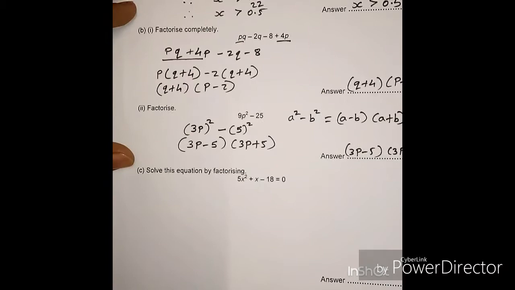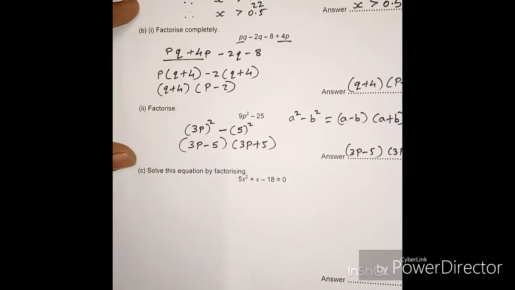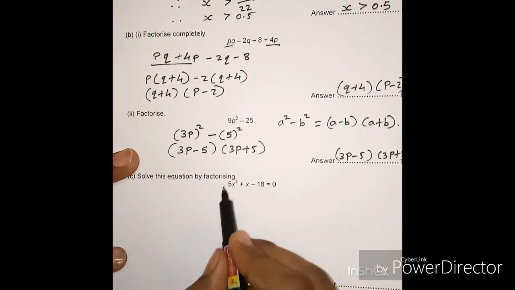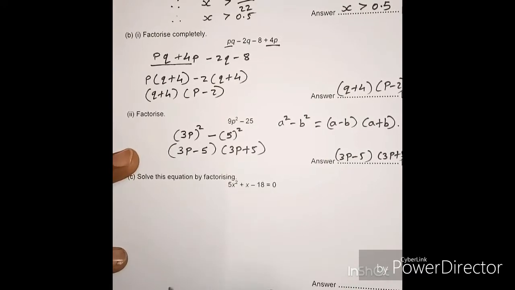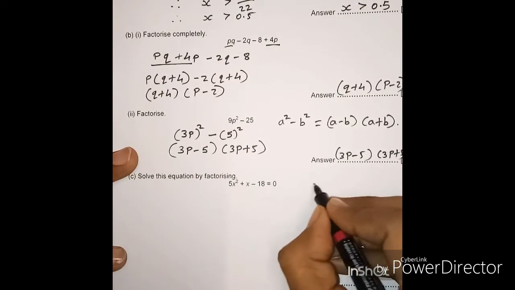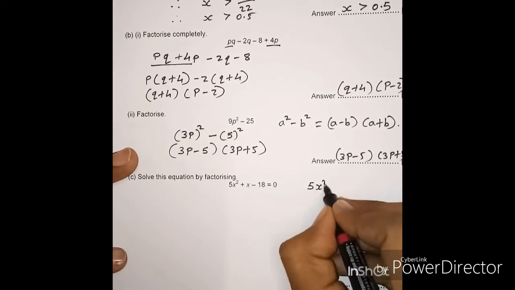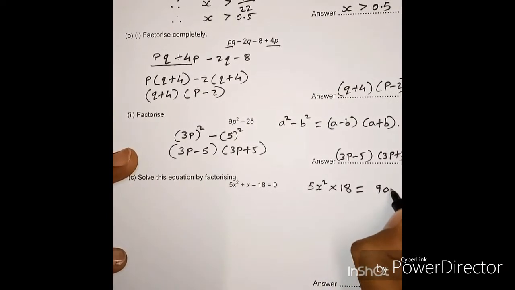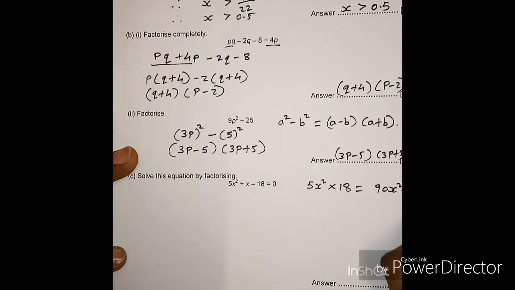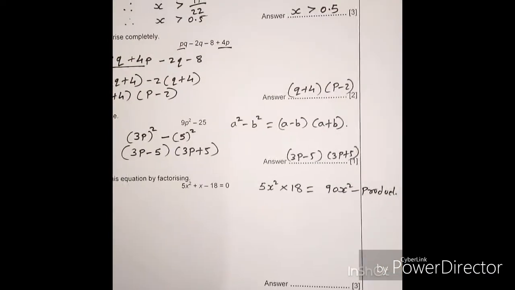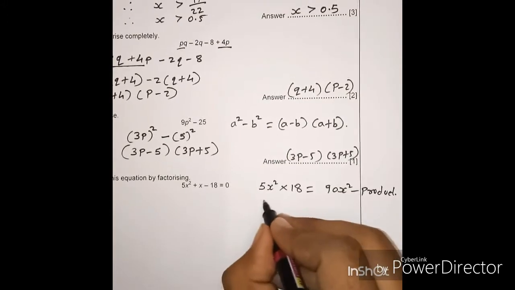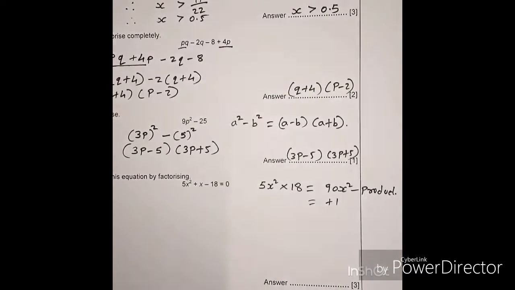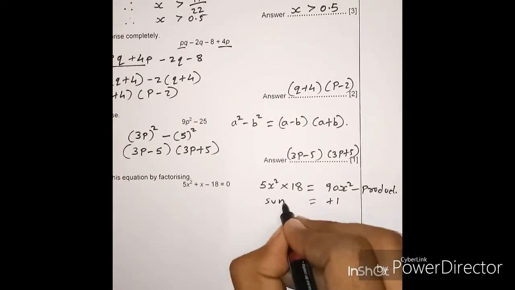Now moving on to the next sum, solve this equation by factorizing. That means you need to split the middle term. As we know, to split the middle term we see two things: the product of the first and the last term and the sum for the middle term. That means I need 5x square into 18, which is equal to 90x square as my product. And I need terms which will give me a sum of plus 1.